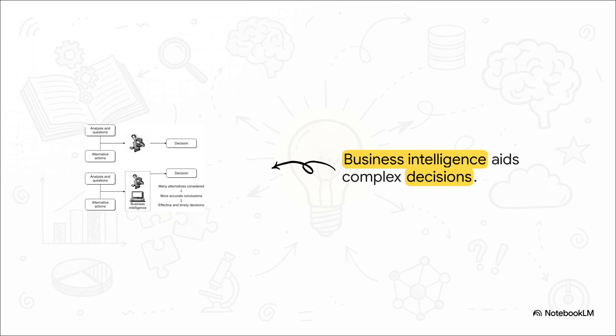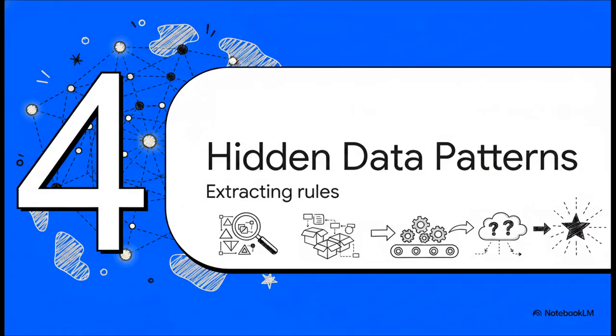It uses mathematical models to systematize this exact transition. It basically equips a decision maker with a system that evaluates lots of different alternatives, leading to far more accurate conclusions and ultimately effective and timely decisions. It's literally the machinery that turns raw dirt into refined, actionable gold. Which brings us to section 4, mining hidden data patterns, extracting rules.